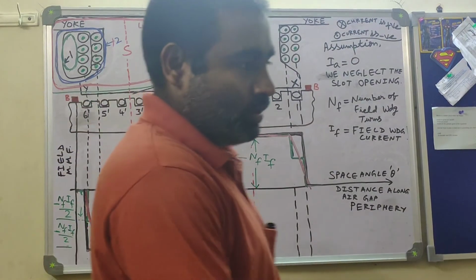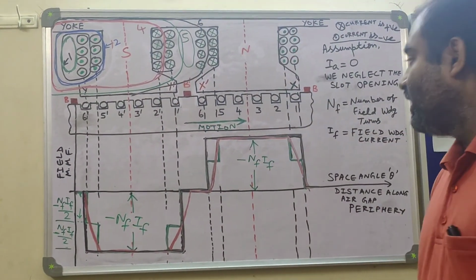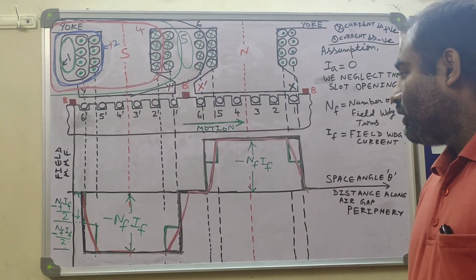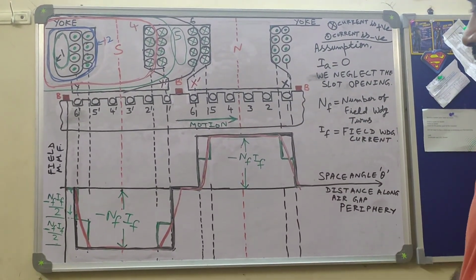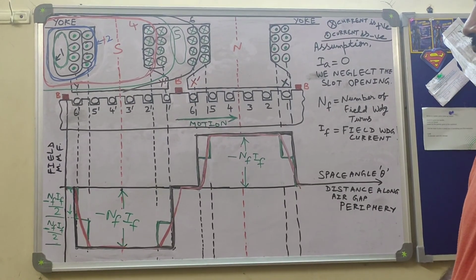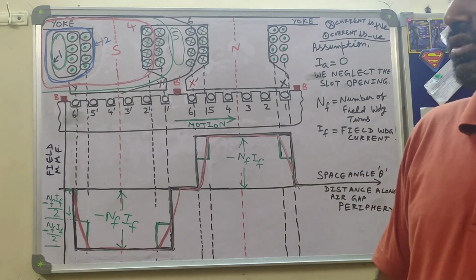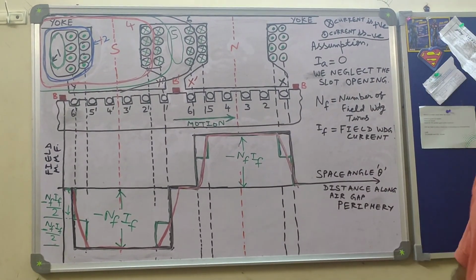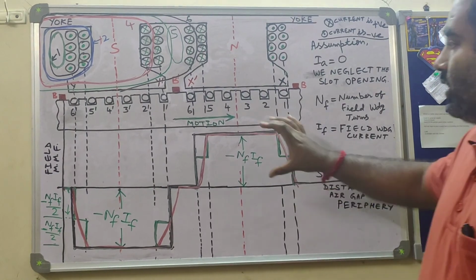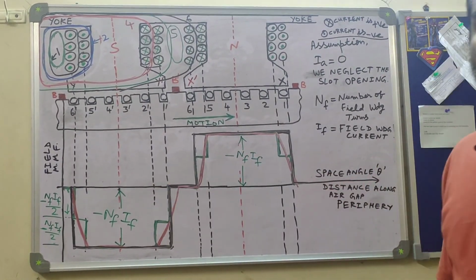So let it be up to this point for the field MMF variation. I would then like to bring out an explanation involving both the field MMF variation and the armature MMF variation. In that video I will try to superpose the field MMF variation and the armature MMF variation. Okay, thank you.